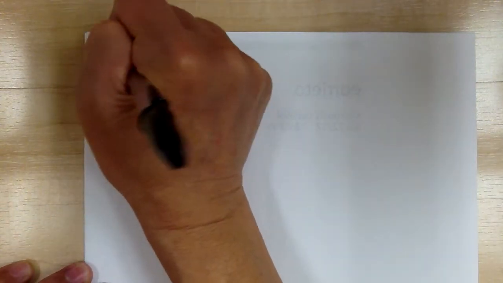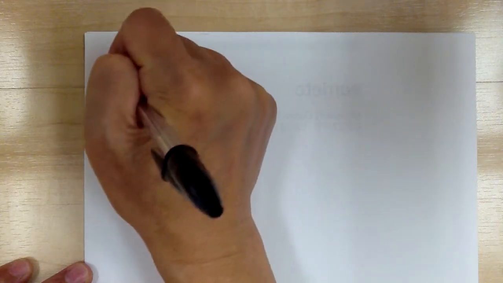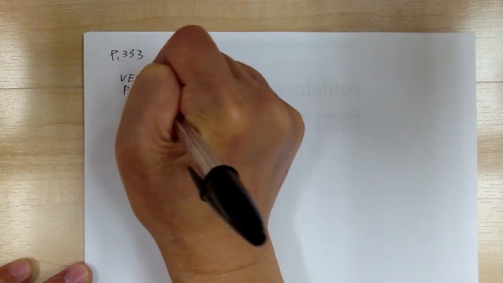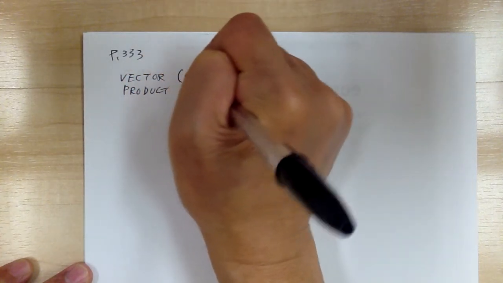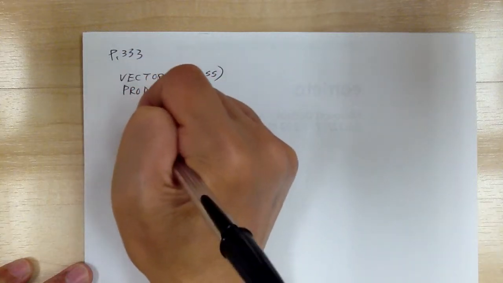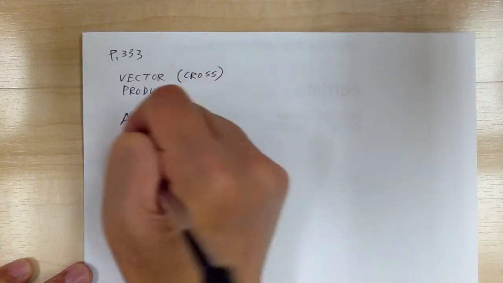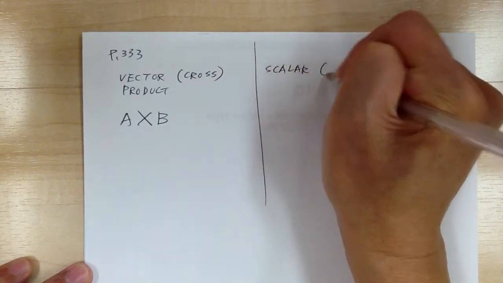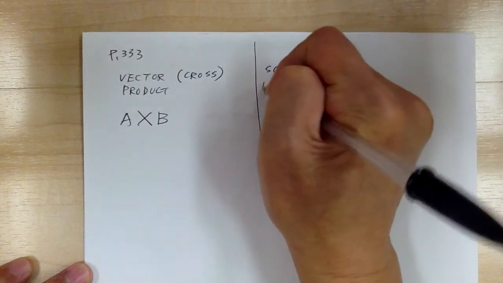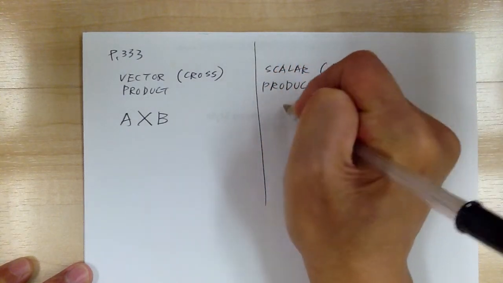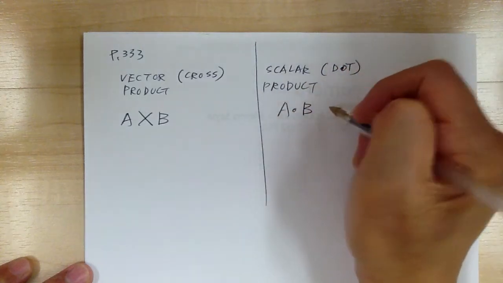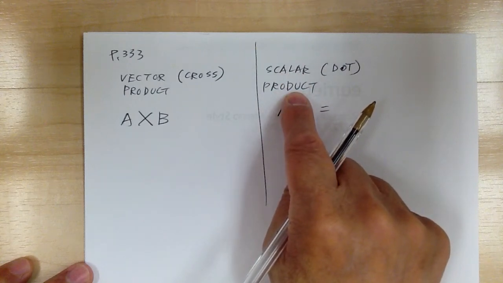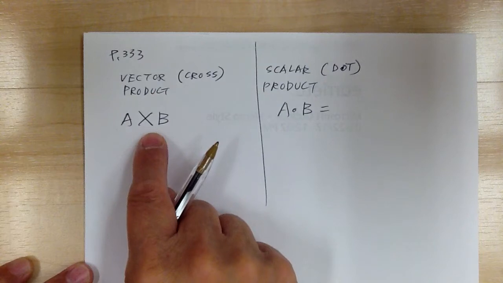Open your book to page 333, and today we're going to learn about the vector product. The vector product is also called a cross product, and we represent it by A cross B. Whereas you learned about the scalar product before, and the scalar is a dot product, A dot B. This is a scalar because it's just a quantity, not direction. This one is a vector, so it's a direction and a length.